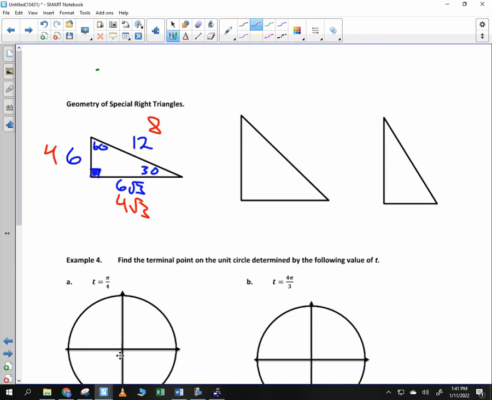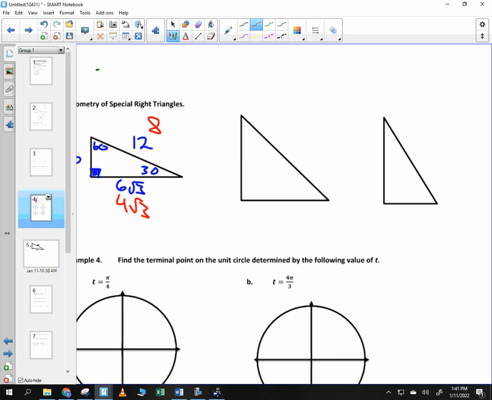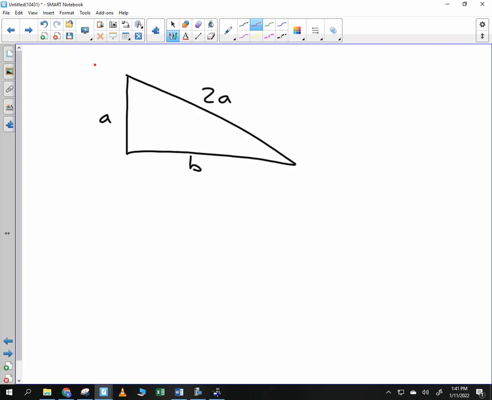A lot of people ask, why the root of 3? You want to see, right? Suppose you have a triangle where this is A, then this would be 2A, right? I'm going to find B. I have A squared plus B squared is equal to that squared. What's 2A squared? 4A squared, right?